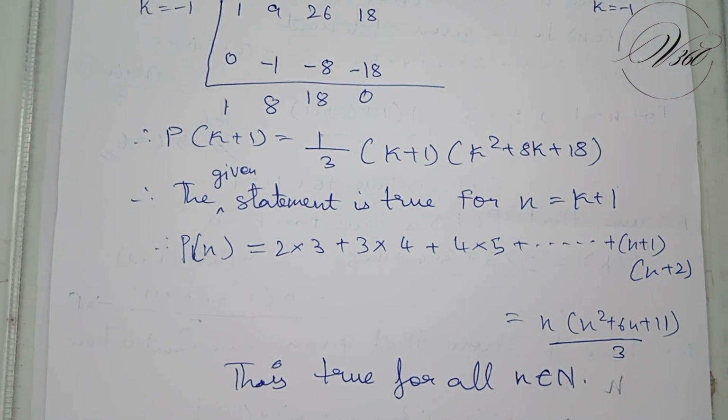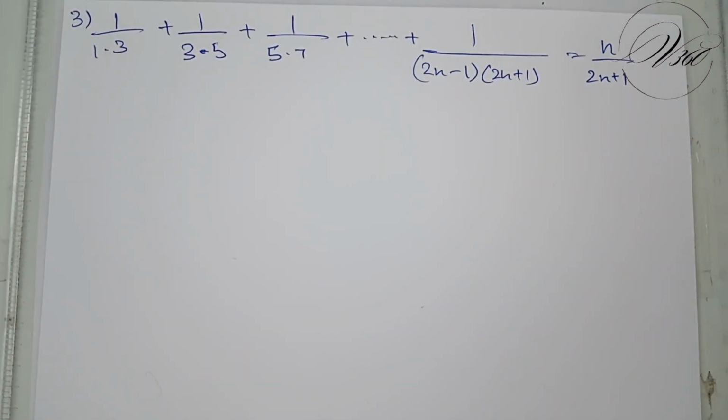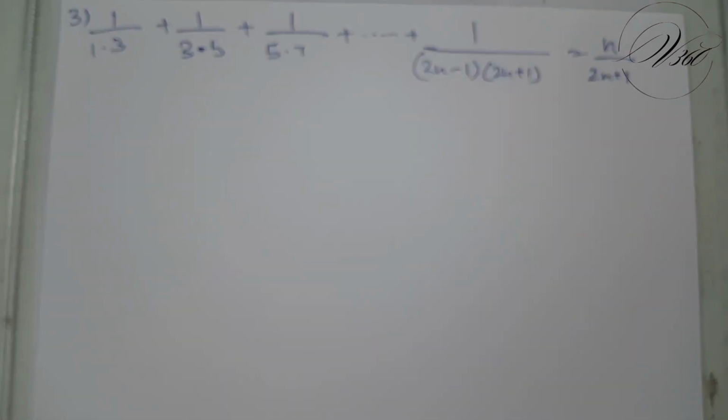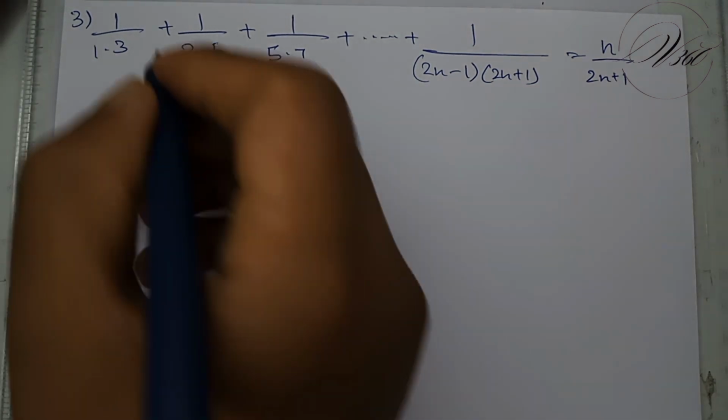Now we are going to do the third problem, that is 1/(1·3) + 1/(3·5) + 1/(5·7) + ... + 1/((2n−1)(2n+1)) = n/(2n+1). Now we are going to solve the question.